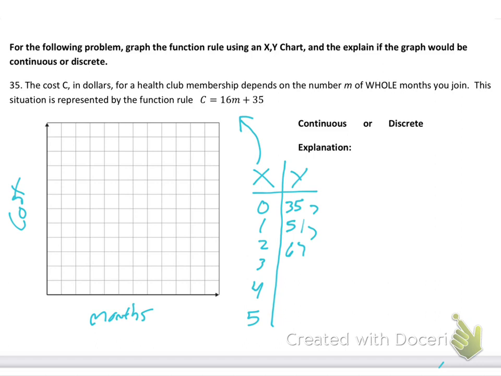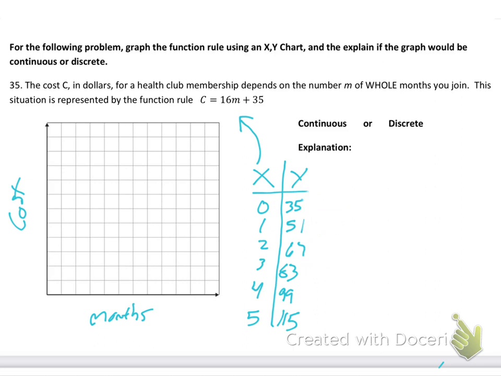Hold on, let me see. Yeah. So 35 plus 16 plus 16. So each time I'm going up 16. This is plus 16 plus 16. You could just plug all of them in if you wanted to, but sometimes you like to just hit plus 16 and it's faster. So this one's 83. And then plus 16, 99, 115.